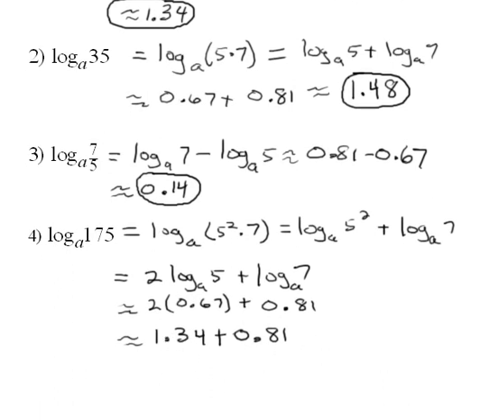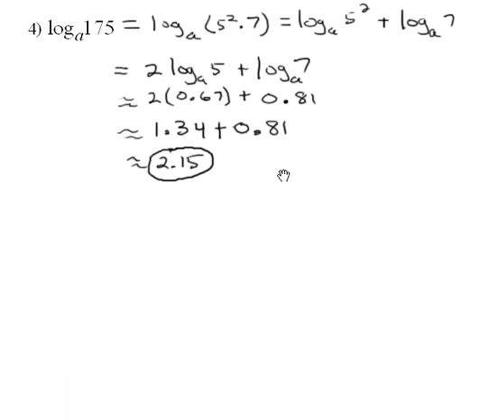1.34 plus 0.81, that's going to be 2.15. The 1 plus the 4 is 5. 8 plus 3 is 11. Carry that 1. 1 plus 1 is 2. 2.15 is what we get for the log of 175 in this mysterious base.